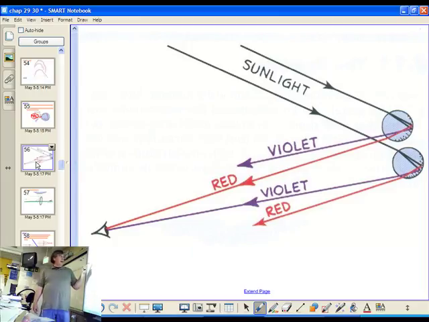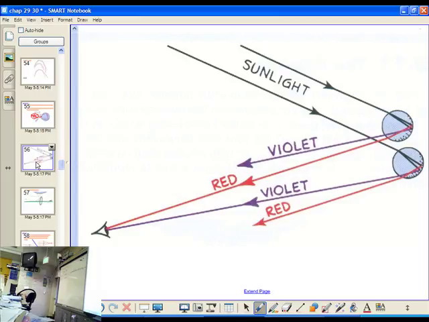Now, this is how it works. When the sunlight comes in, it gets refracted. We all know that the longer wavelengths get refracted less than the shorter wavelengths, so the violet gets refracted more. It comes in, gets refracted, bounces off the back of the raindrop, which is total internal reflection, and gets bent again. So notice the violet is actually above the red.